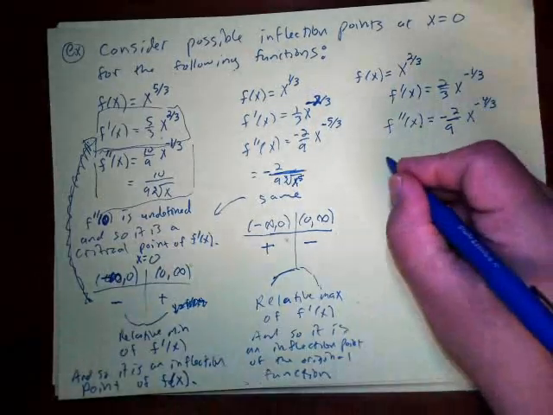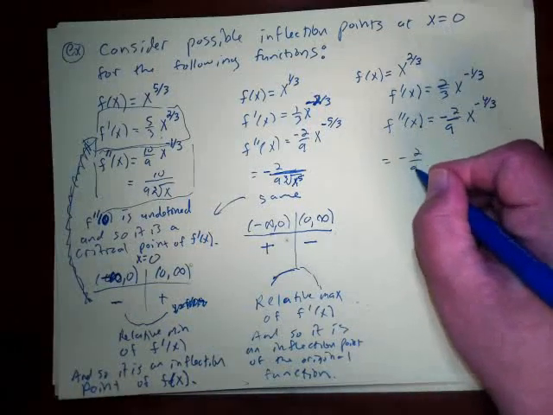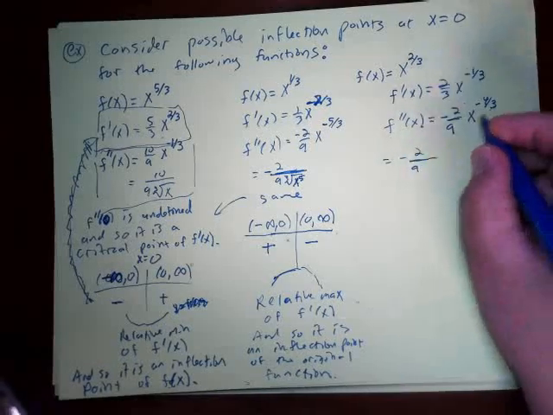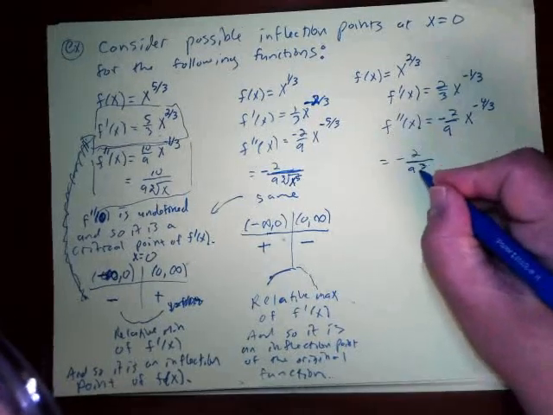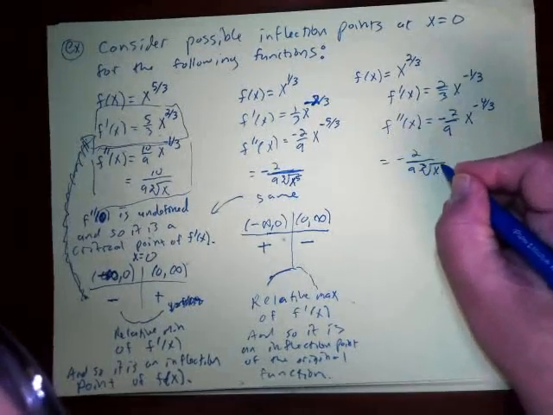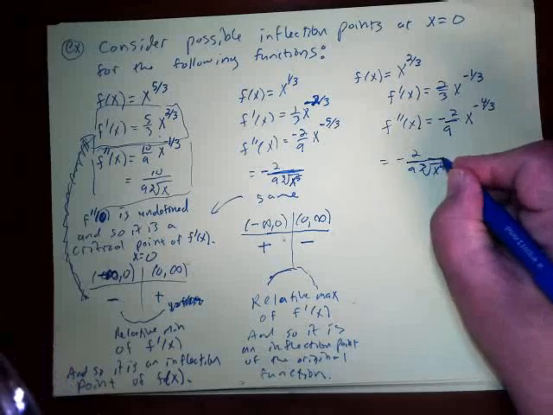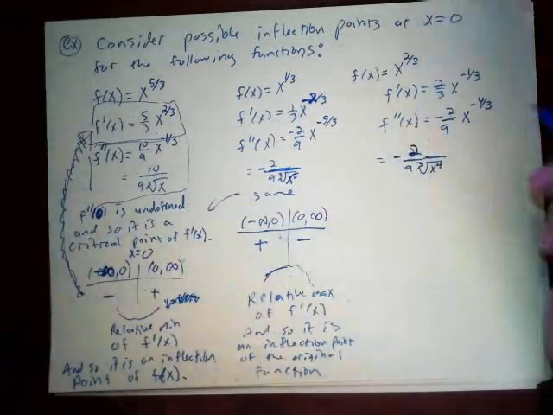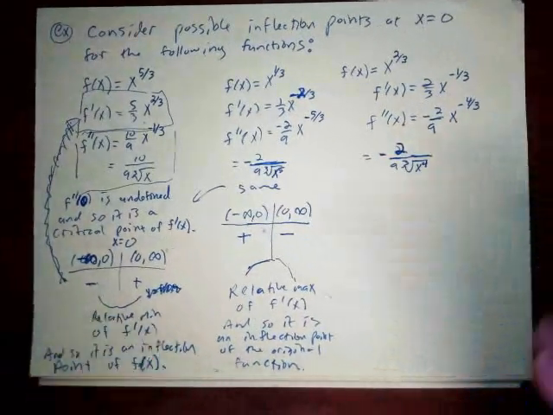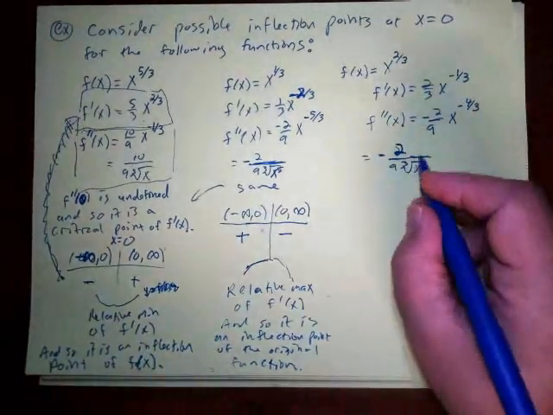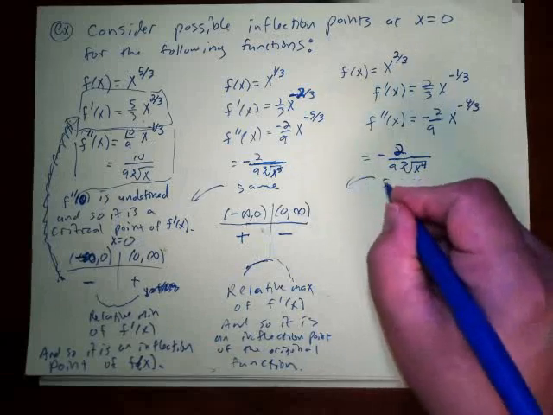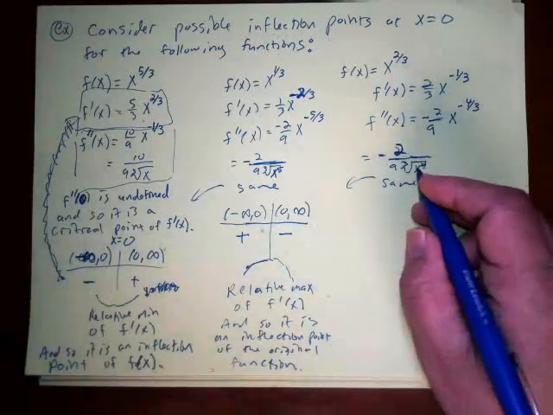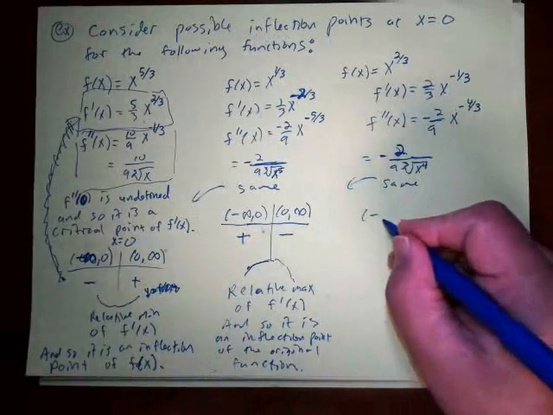Okay, so I could rewrite this as negative 2/9, and then this whole thing is like the cubed root of x to the 4th. That's what this would look like. So you have a negative 2 on top. Okay, so now, again, same here, it's undefined at 0. So that's a critical point. So let's make our table.